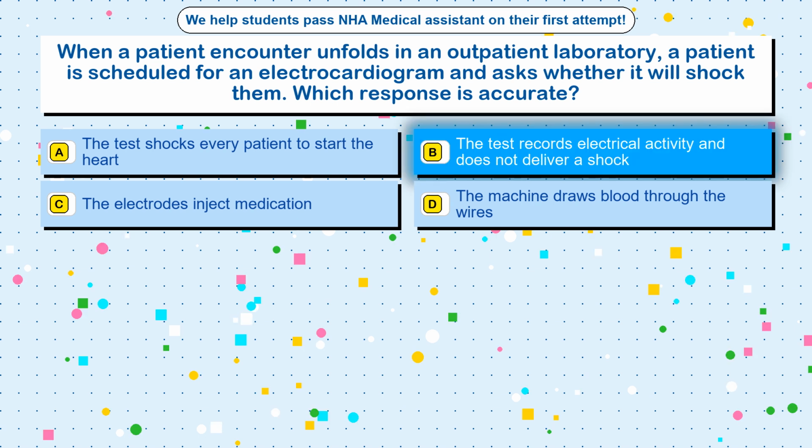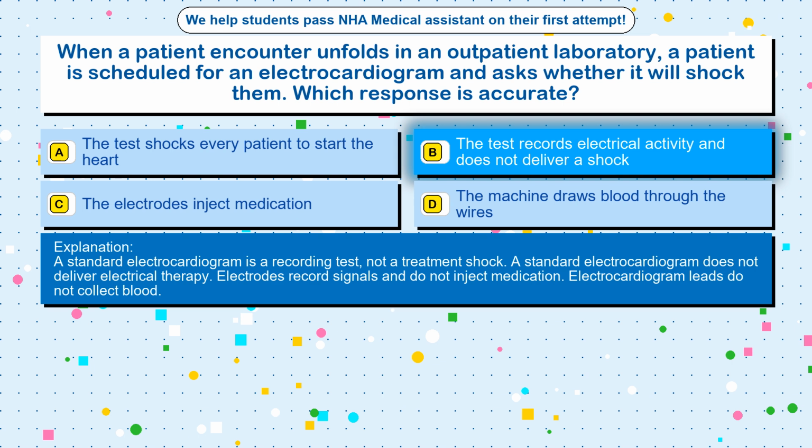The correct answer is option B. The test records electrical activity and does not deliver a shock. A standard electrocardiogram is a recording test, not a treatment shock. A standard electrocardiogram does not deliver electrical therapy. Electrodes record signals and do not inject medication. Electrocardiogram leads do not collect blood.